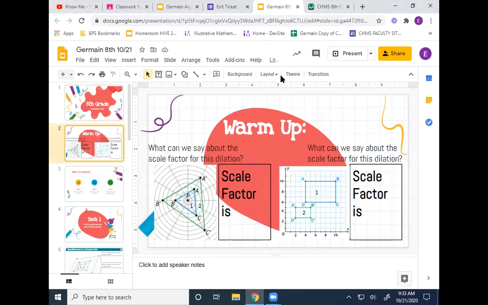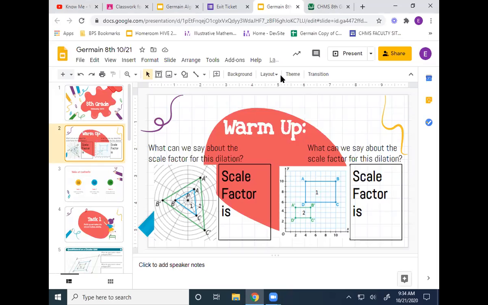Let's take a look at this 8th grade assignment for today. We're looking at our warm-up. I'm going to walk around to the board because I'm going to be writing on the board, and I'm going to swap my camera around so that you can see me a little bit better.